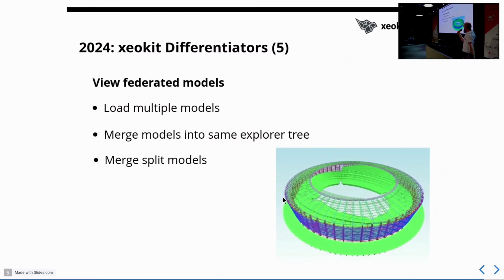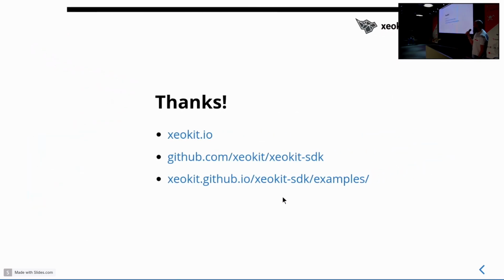We can also view federated models, and when we convert IFC to Xeokit's XKT format, the converters will split the models into lots of smaller XKT files. And that's really useful for loading big models in the browser because after loading each chunk, the browser has time to recover and do garbage collection. And so we're able to load quite large models like the Baku Stadium here, which is, I think, about 1 gigabyte or something in IFC form. And that's everything. Hope that made sense.